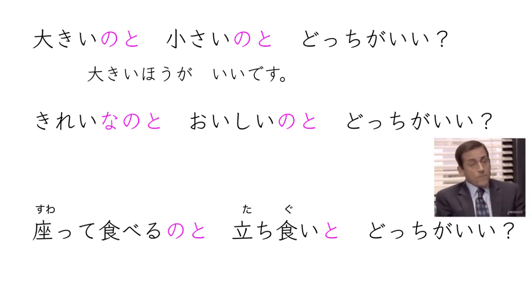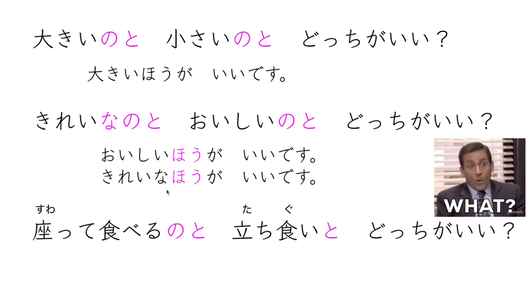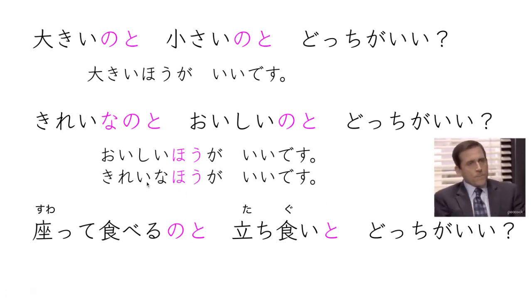So の replaces that noun. 綺麗なの, same thing, の. If it's an adjective, you're going to have to add the な。美味しい方がいいです。But when you're answering with the な adjective, 綺麗な方がいいです。You need to leave the な out.